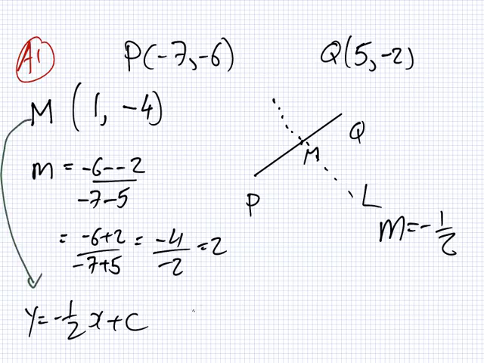So I get minus 4 equals minus a half plus C. C equals 3 and a half, 7 over 2. So y equals mx plus c.